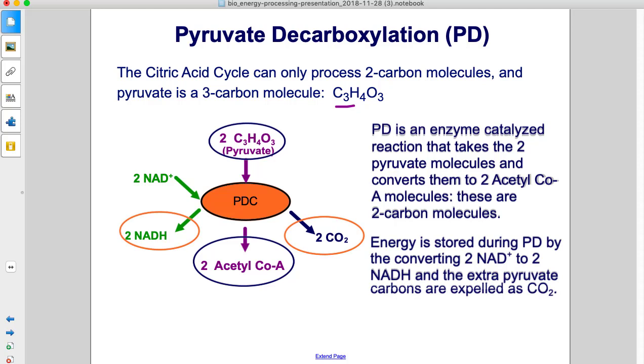Energy is stored during PD by converting 2 NAD+ to 2 NADH, and the extra pyruvate carbons are expelled as CO2, or carbon dioxide.